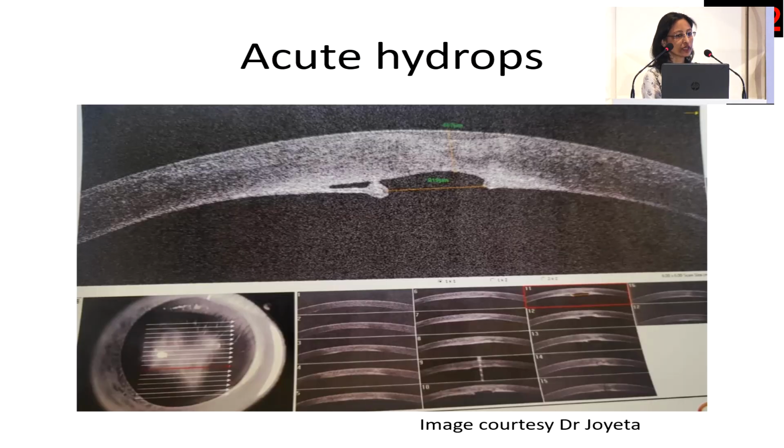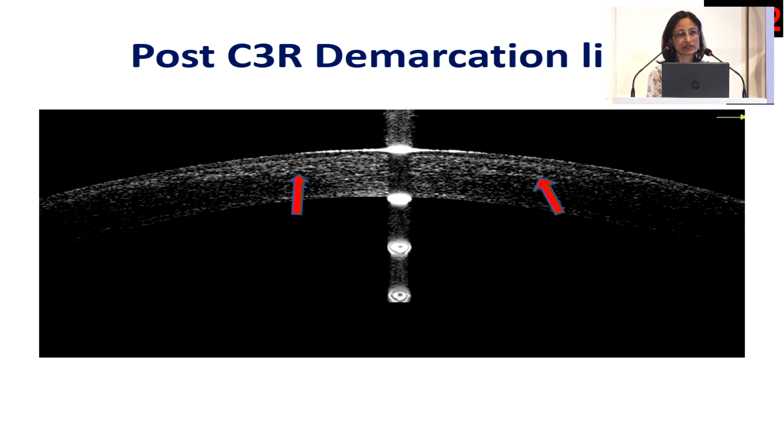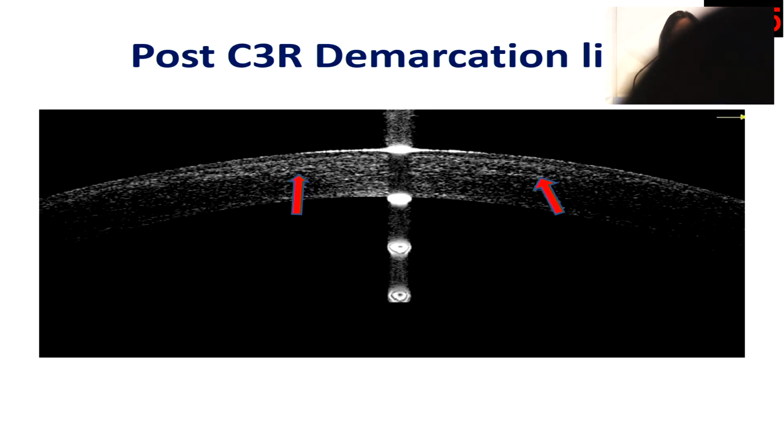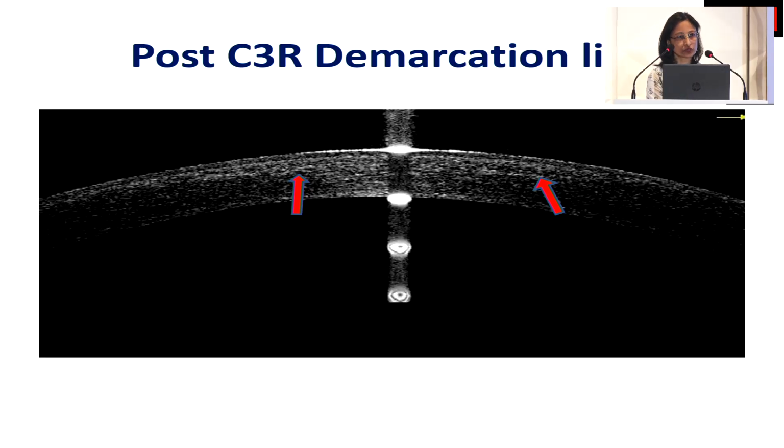Now, this is a case of acute hydrops. You can see very clearly that there is a disintegration of the Descemet's membrane with rolled over margins and the central stromal scarring. And this is how a demarcation line is visible, which is a direct clinical sign of corneal collagen cross-linking, and usually it appears after a month of the C3R procedure, and it tells us the efficacy of the procedure.